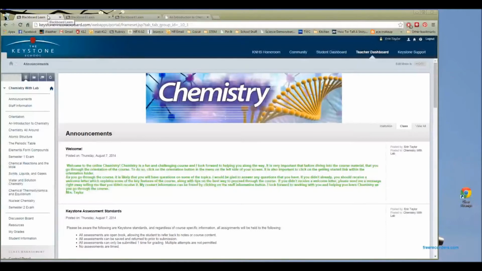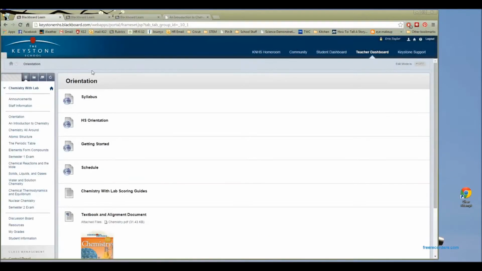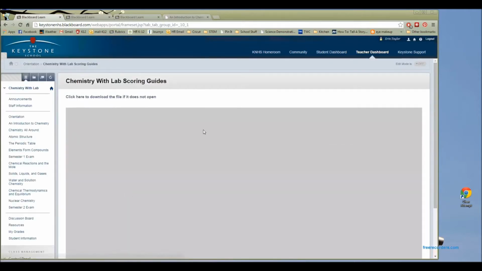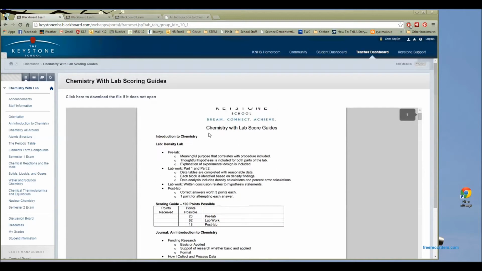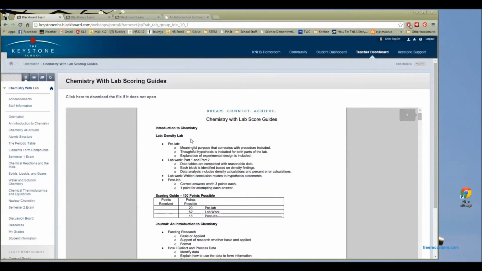All of the scoring guides for your chemistry course can be found underneath the orientation tab. So if we go to the orientation tab and we go to this link right here, Chemistry with Lab Scoring Guides, this opens up the file with our Density Lab scoring guide. So on the pre-lab, I want a meaningful purpose that correlates with the procedure included. The procedure is in the lab room, and I will show you where that is.